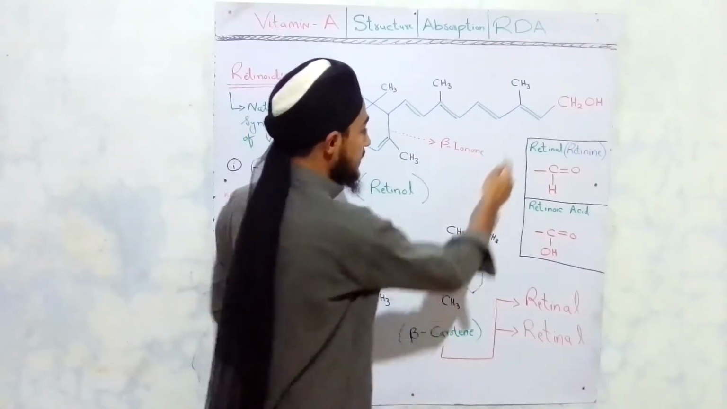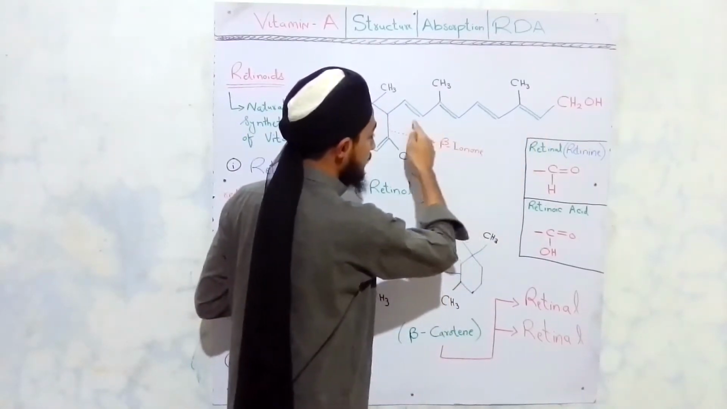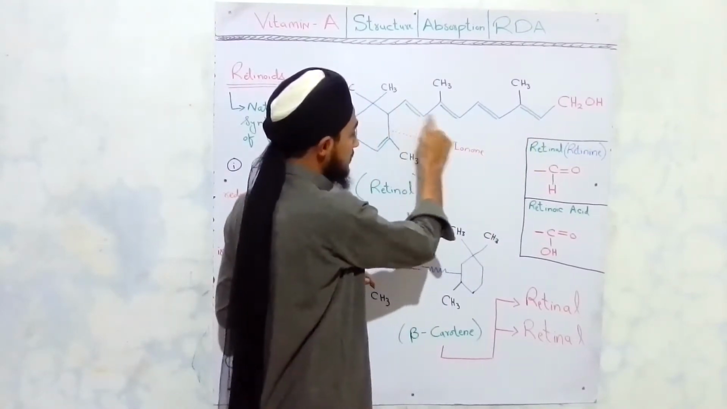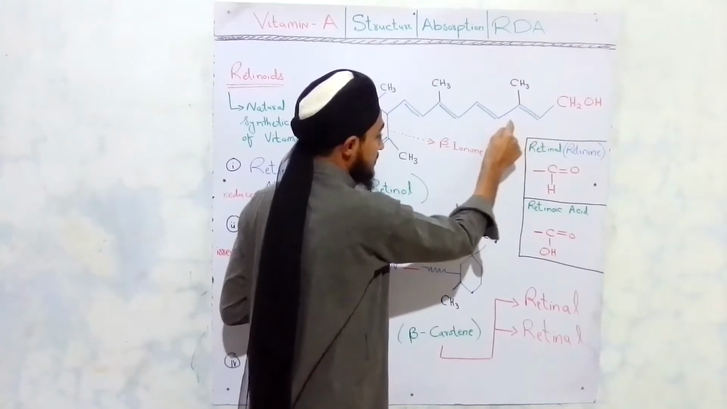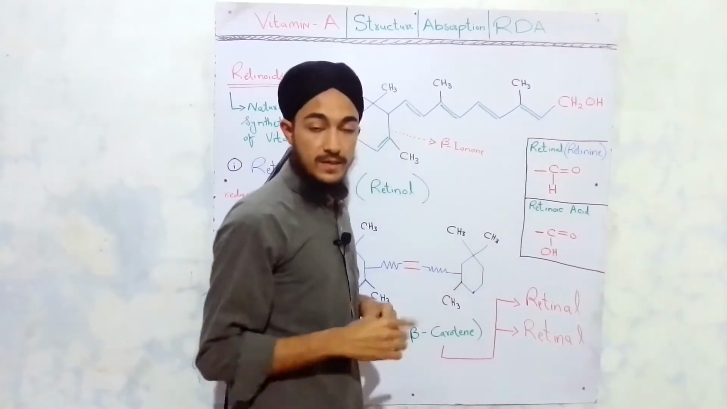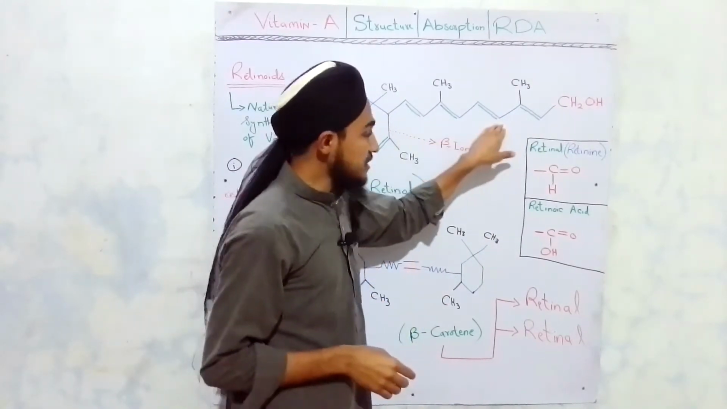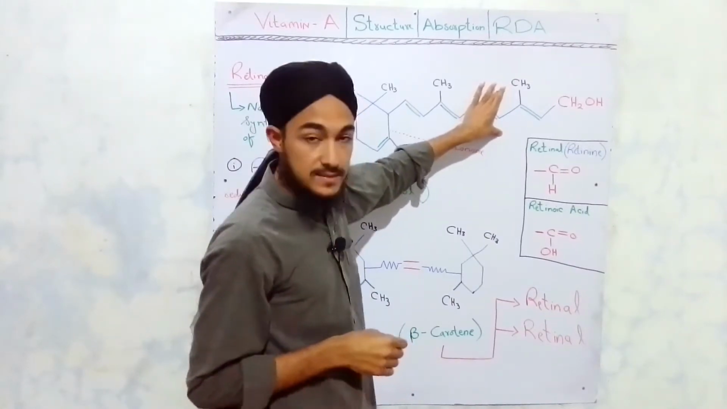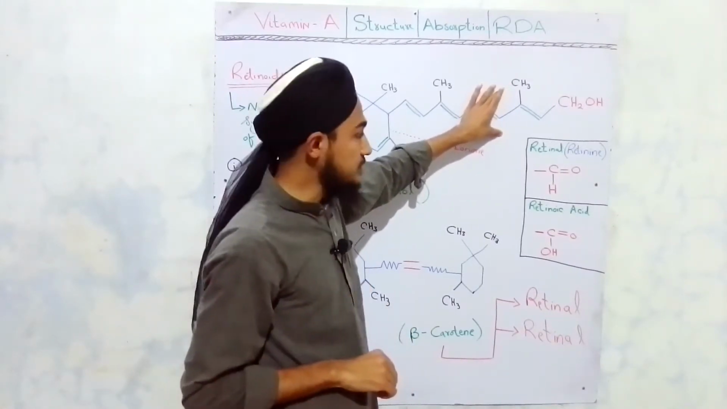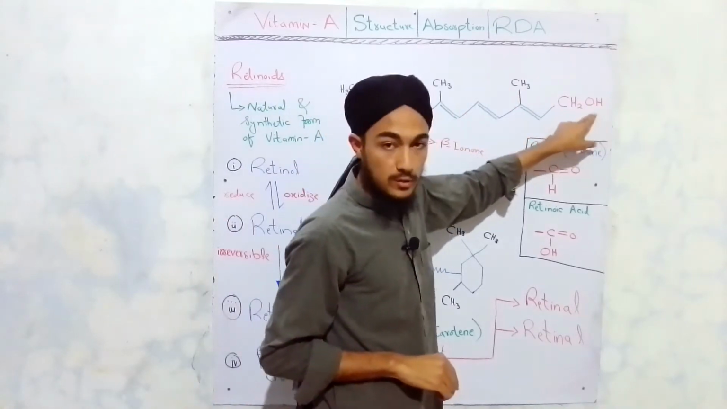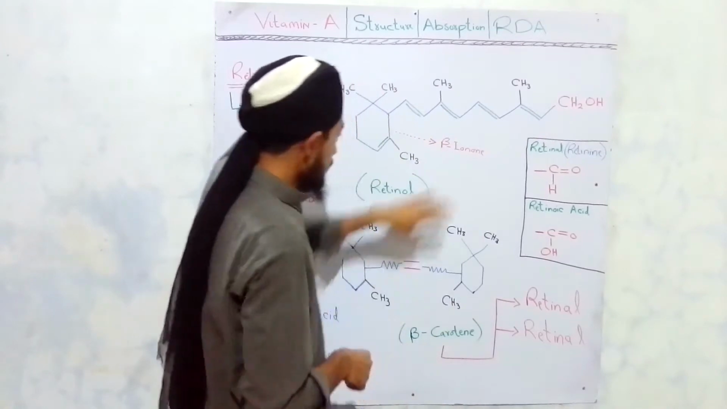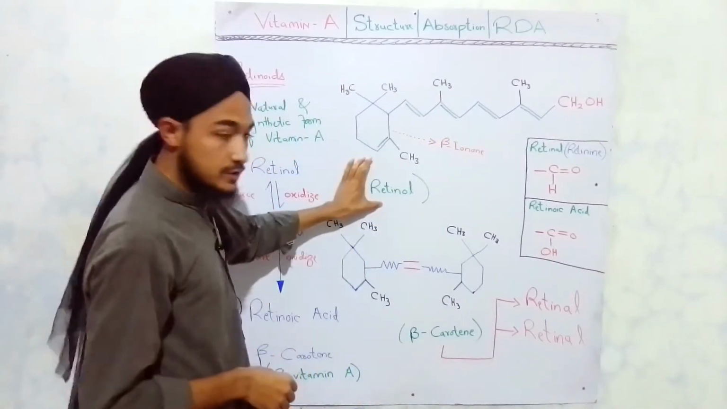The first unit is this one, which contains four double bonds that I have marked with these green lines. These are the four double bonds in the side chain. So this is one isoprenoid unit, and it has a second isoprenoid unit that contains an alcohol group, a hydroxyl group at the end. So this is the structure of retinol.